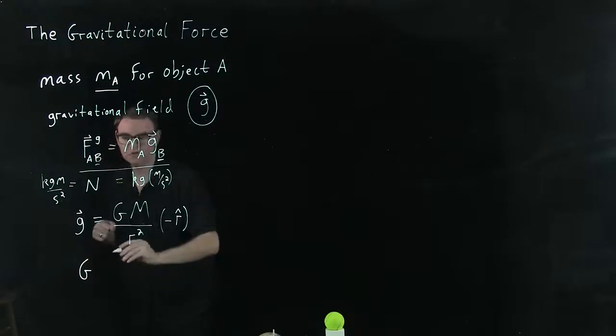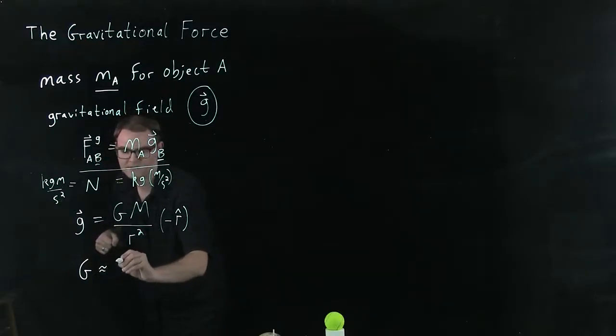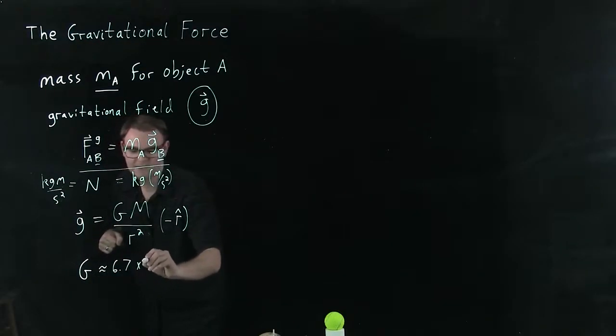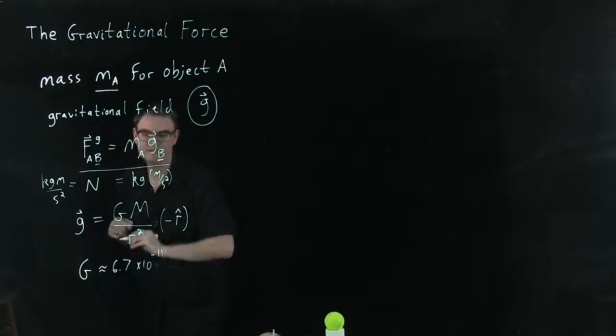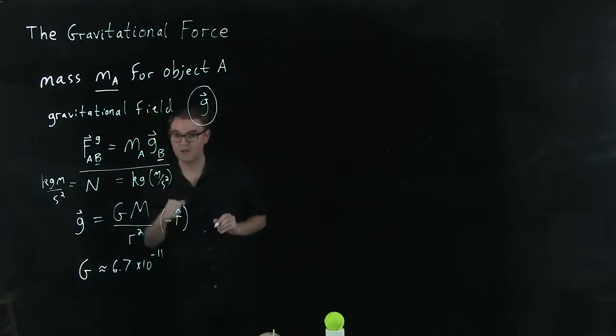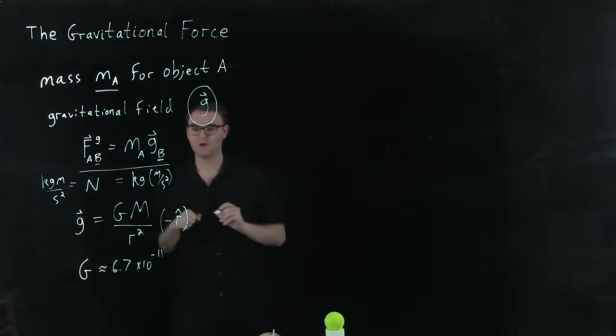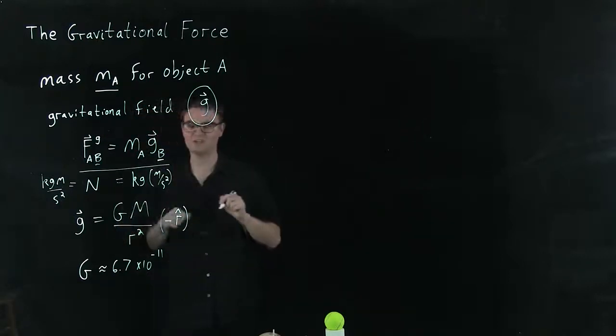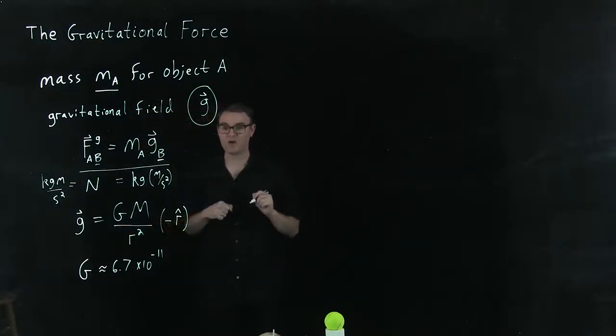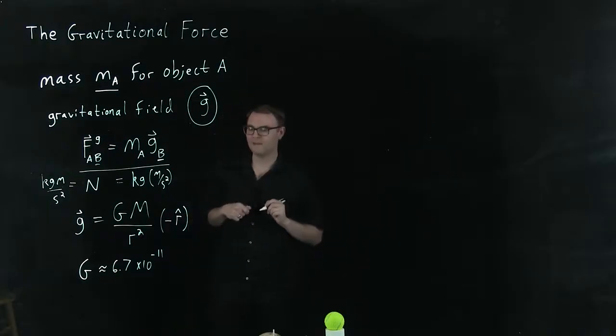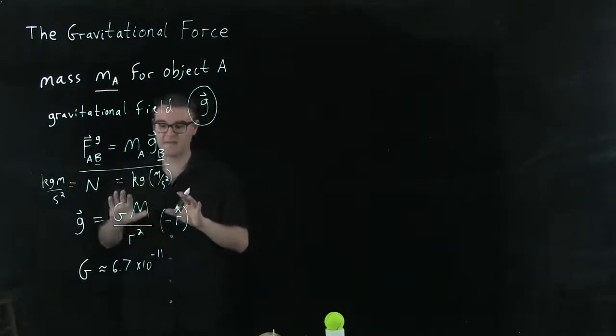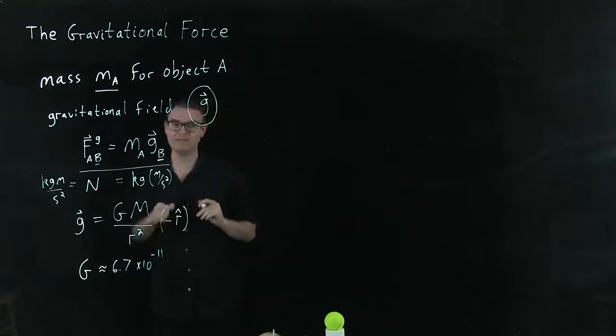All right, like I said, this capital G here is a constant. It's actually a universal constant. It's about 6.7 times 10 to the negative 11 in SI units. You can go ahead and look up what those units are if you want, or if you pay attention to this equation here, you can actually figure out what they are on your own. But this is fundamentally what the gravitational field is in the Newtonian model.